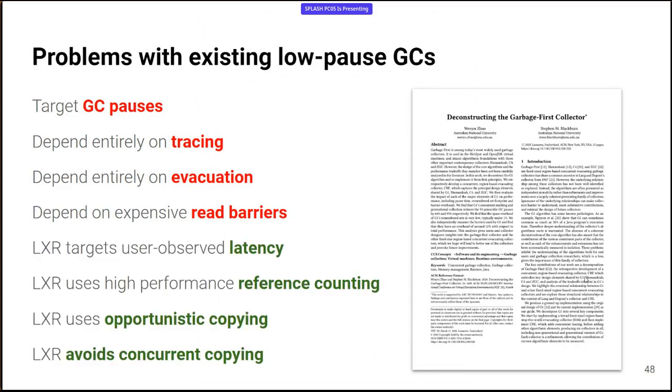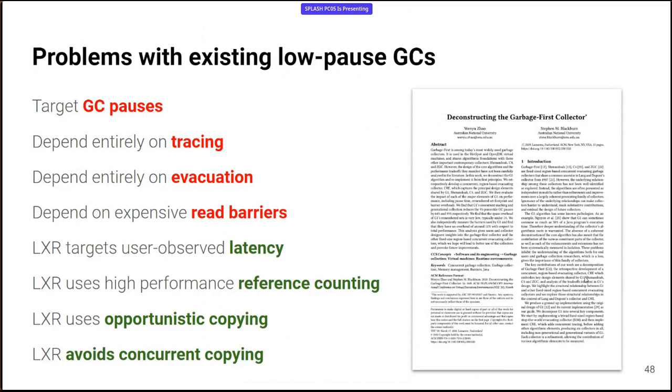LXR, which is developed by WinU at the back there, instead of targeting GC pauses, it targets user-observed latency. And that sounds like a nuance, but it's a big difference. It uses high-performance reference counting, so it doesn't use tracing. Well, it does use tracing as a backup, but its primary collection mode is high-performance reference counting, which means it has a much greater immediacy, so it collects things very quickly. And it uses opportunistic copying, which means it moves things when things are easy to move, when it's convenient. If it's not convenient, no worries, just leave them right where they are. Okay, and that is enormously powerful.